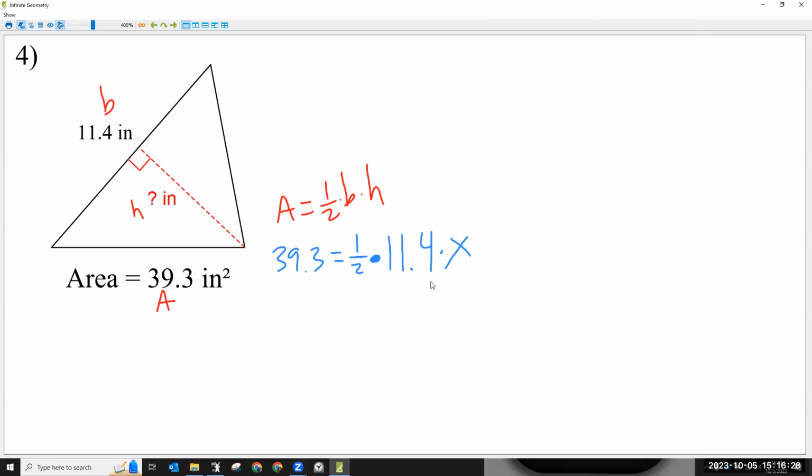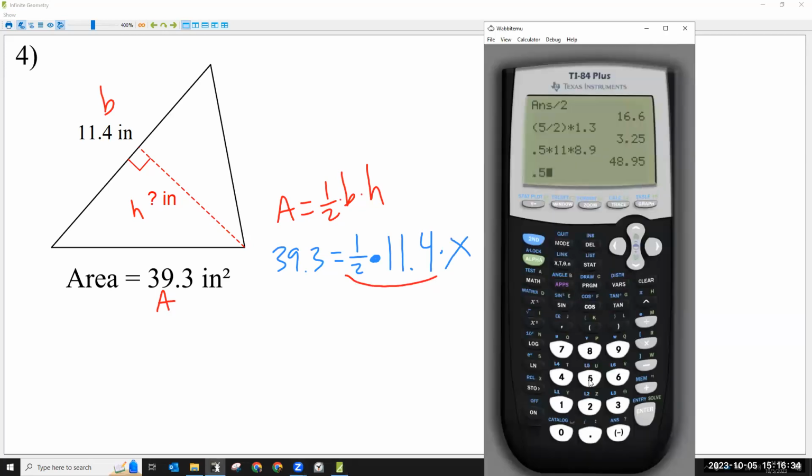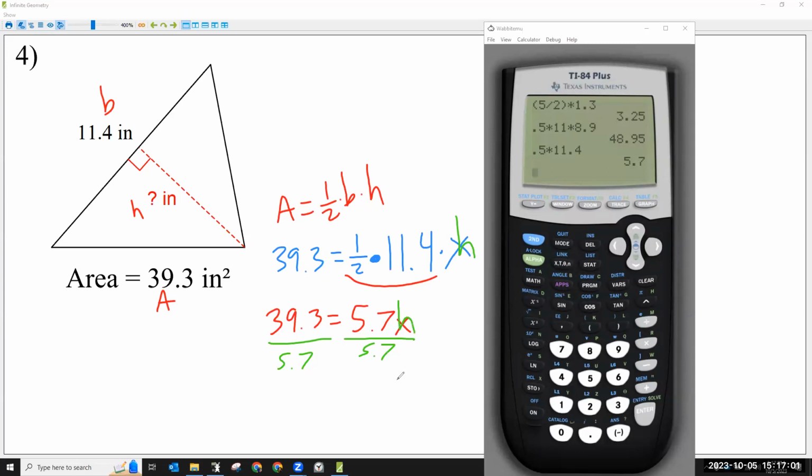So let's combine those two together. 1/2, which is 0.5, times 11.4 is 5.7. So that gives me 39.3 equals 5.7x. Now I just need to divide both sides by 5.7, because I'm trying to figure out what my x is, or my h. I guess I could have put an h there instead, so I remember what it was. So 39.3 divided by 5.7, and I get that right there.